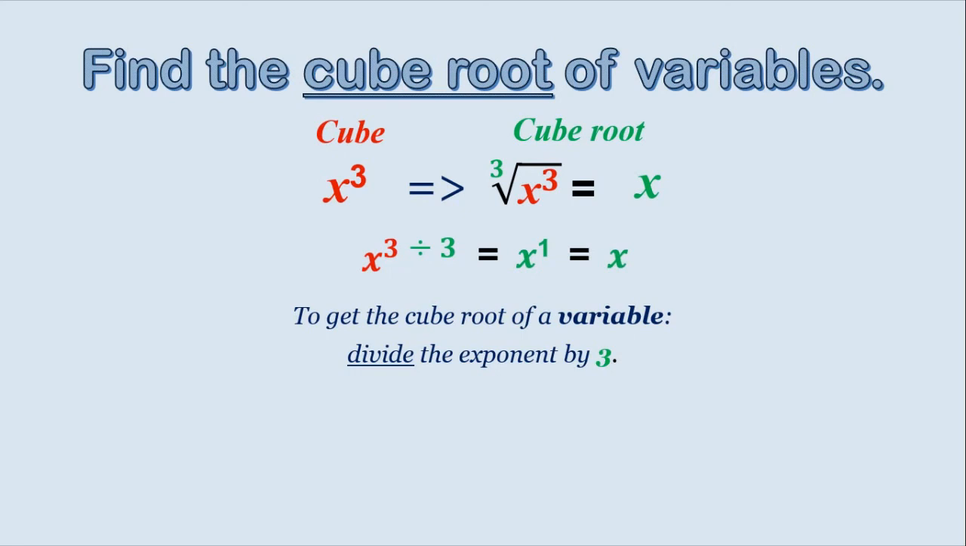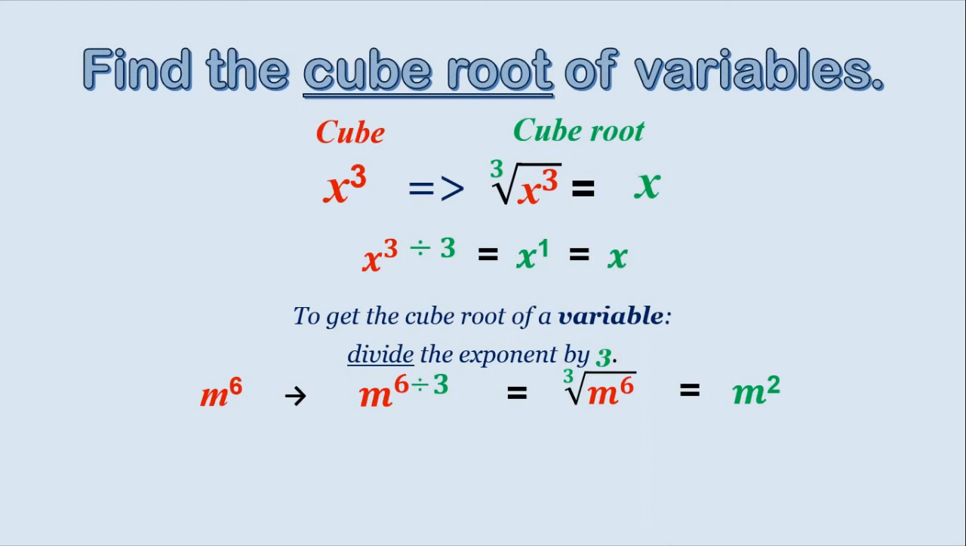Next, given a cube m to the 6, find its cube root. Divide the exponent 6 by 3, such as in m to the 6 divided by 3, and what shall we have? You're right, it's m squared.